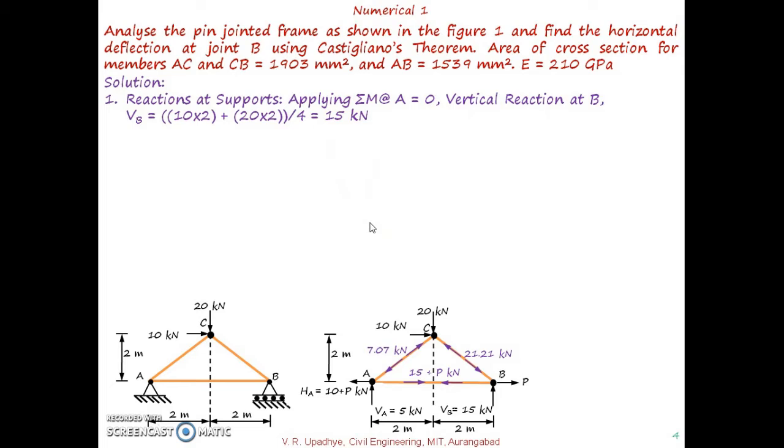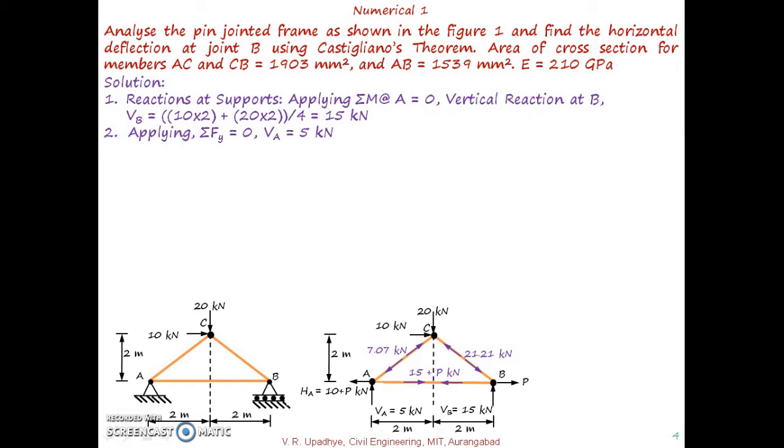Then if we apply summation of forces in y direction equal to 0, then the equation will become VA plus VB minus 20 is equal to 0. So VA plus 15. So if we take it on the other side, then that will become VA is equal to 20 minus 15. So that gives us the vertical reaction at A equal to 5 kilonewton.